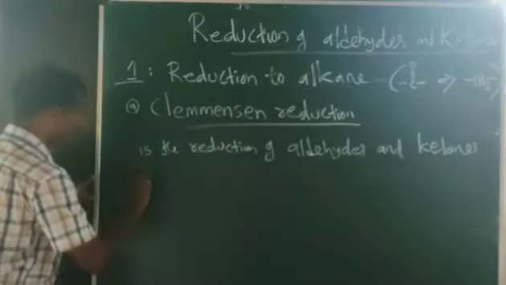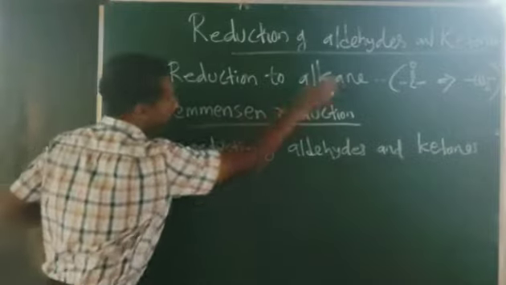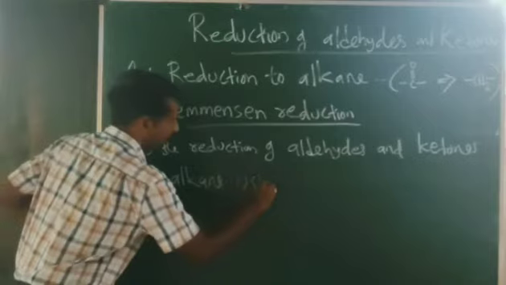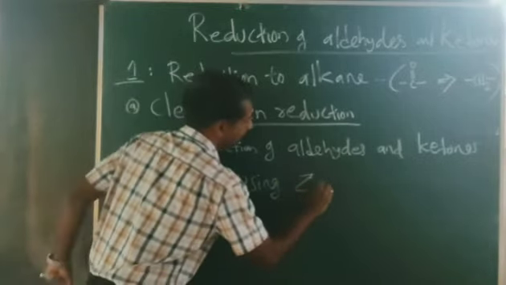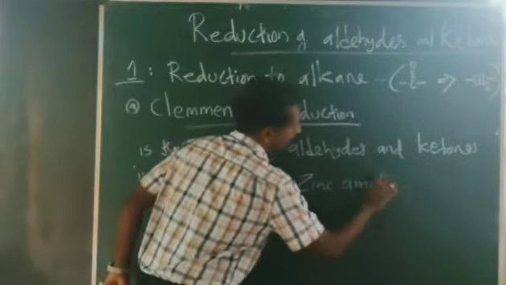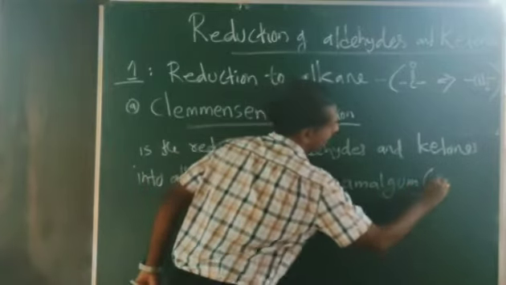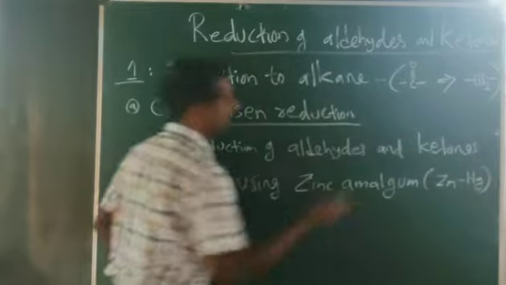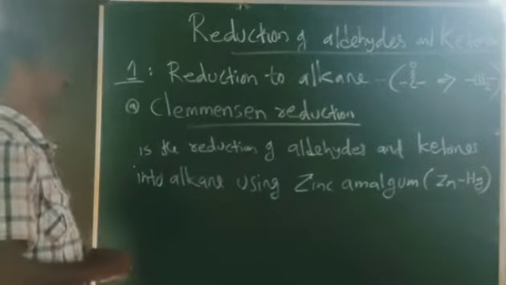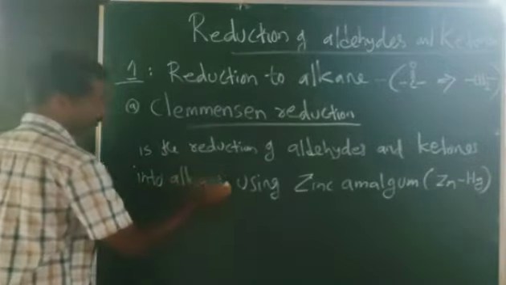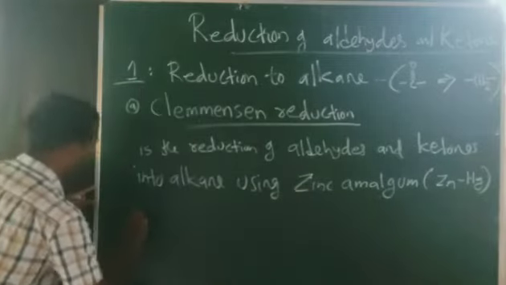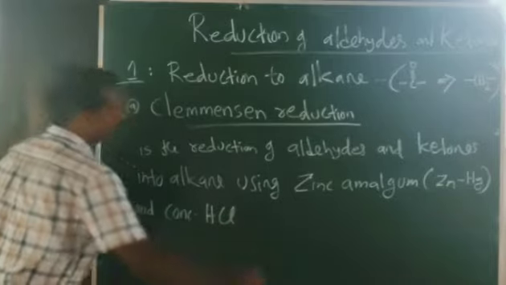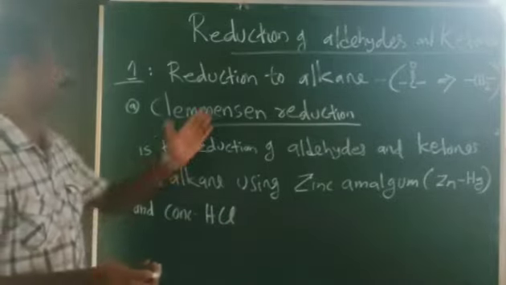Into what? Into alkane using zinc amalgam. That means zinc coupled with Hg, which is known as zinc amalgam. So using zinc amalgam and concentrated HCl, this reduction is known as Clemmensen reduction.